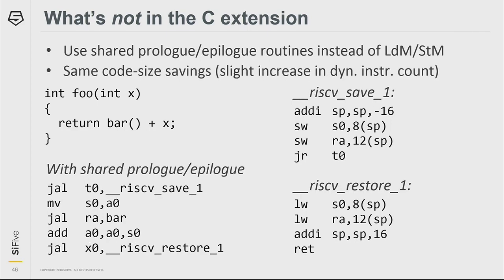The other thing that led us to not include it is that we can kind of get the same effect by using software. So we can replace those load multiple, store multiple instructions with calls to these millicode routines. Effectively, we can share the prologues and epilogues between functions that save the same number of registers. So we get the majority of the savings. Of course, the dynamic instruction count is higher, but sometimes when code size is paramount, that's okay.